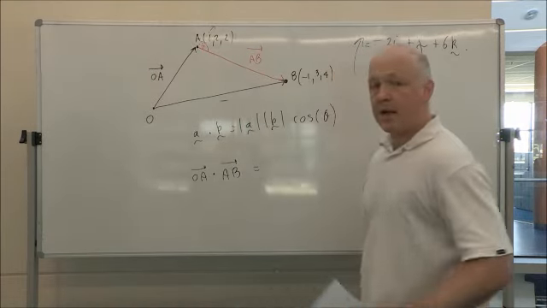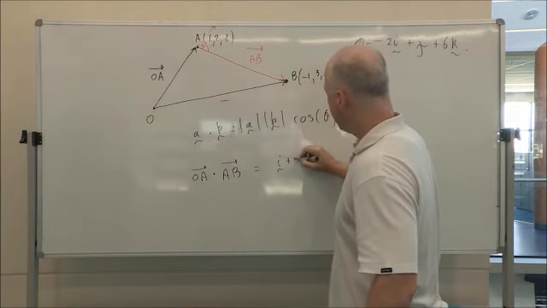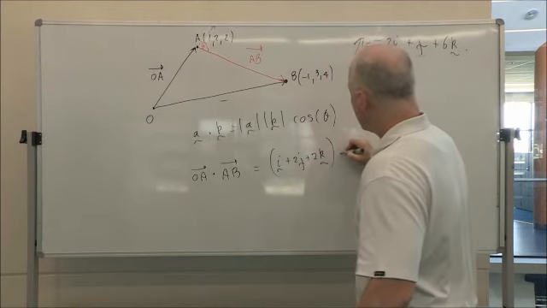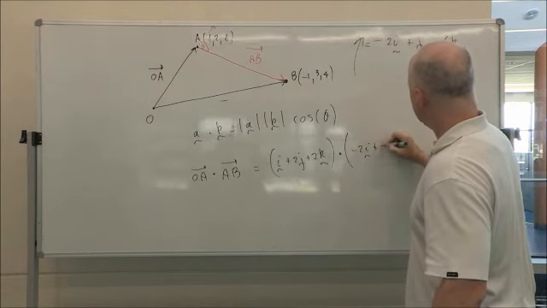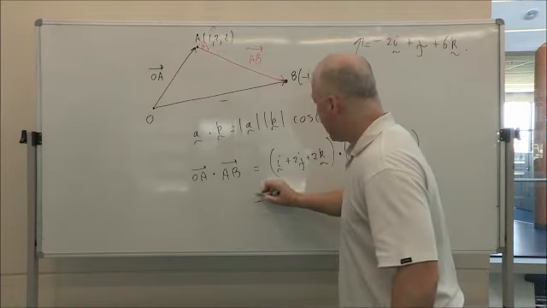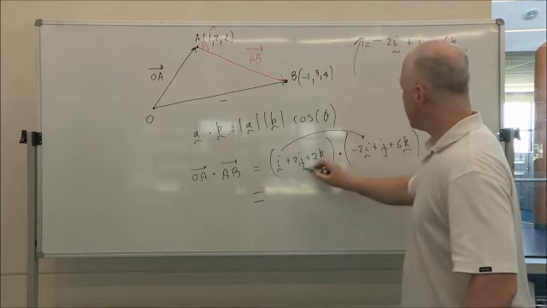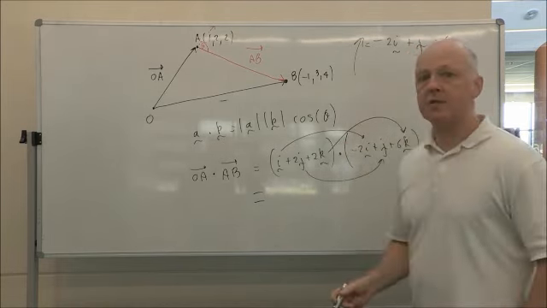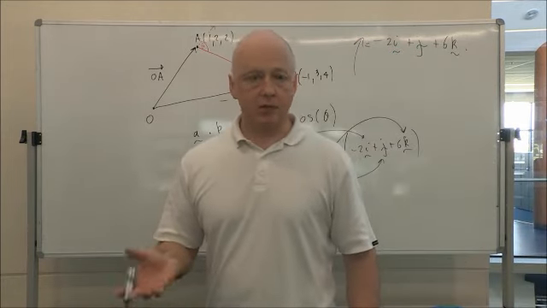Now, on the one hand, I know that it is going to be i plus 2j plus 2k dotted with my AB, which I'd worked out was minus 2i plus j plus 6k. Now, I'm going to do the old trick again. I only need i's dotting with i's and j's dotting with j's and k's dotting with k's, because i dot j's and i dot k's and j dot k's, they're all going to be 0.